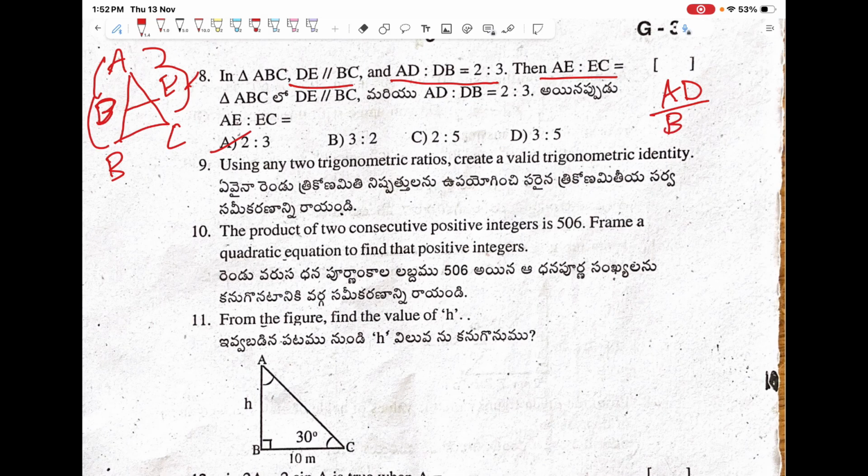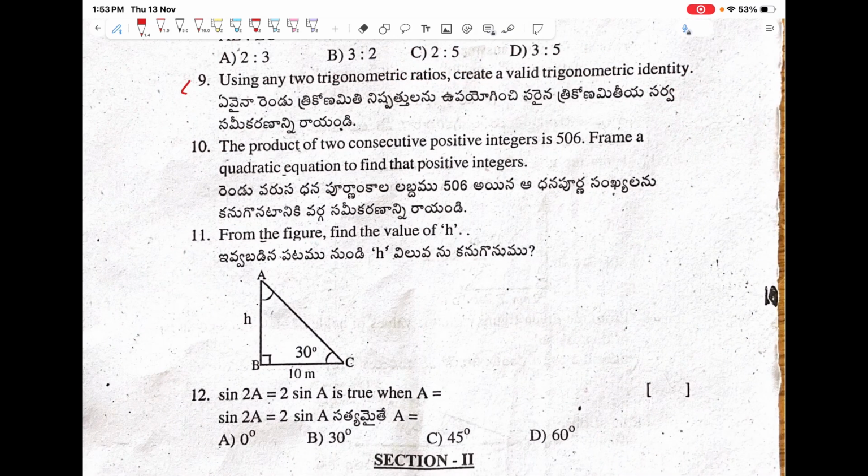You can also write it as AD by DB equals AE by EC. And these values are mentioned very clearly, you can see here. So 2 by 3 equals AE by EC. So 2 by 3 only. Look at question number 9.